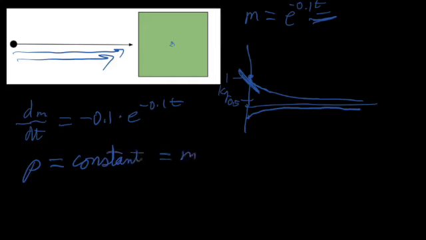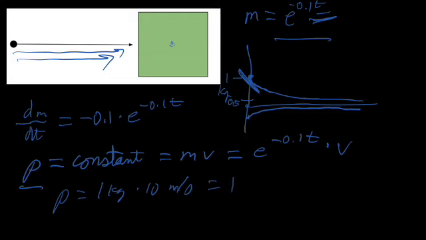And that still equals mv. But in this case, the mass has this formula, e to the negative 0.1 t, times the velocity. If we wanted to isolate the velocity, we could, because we actually do know this momentum. We solved it in the last one. The ball starts off with 1 kilogram times 10 meters per second, which is just 10 kilograms times meters per second. That's our momentum with respect to time. It's constant the entire time.